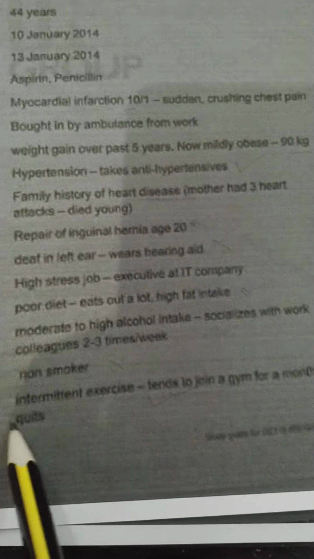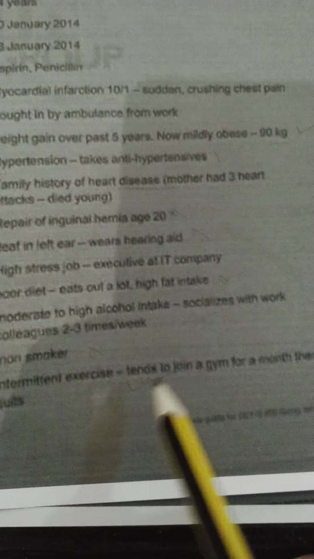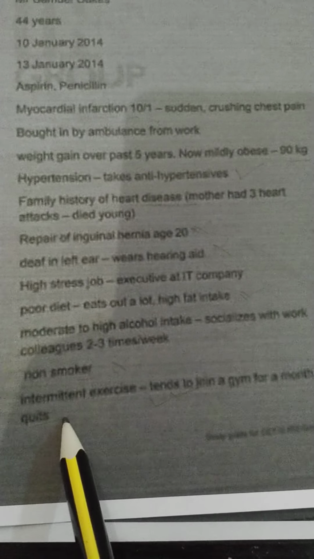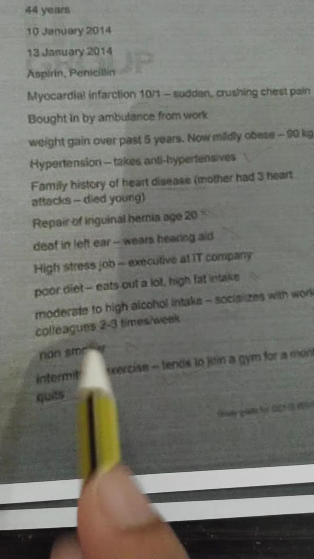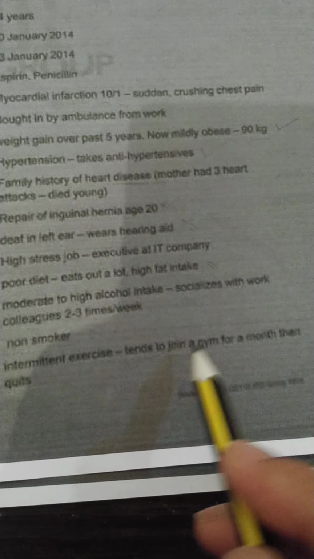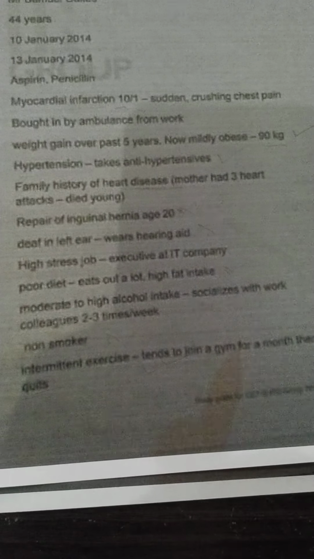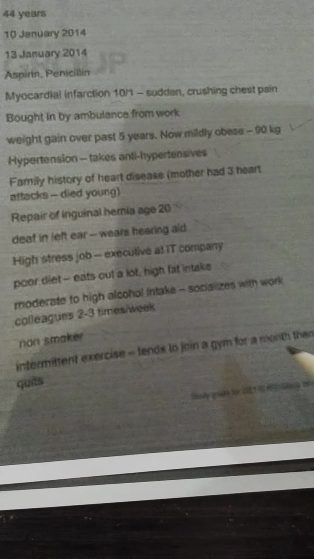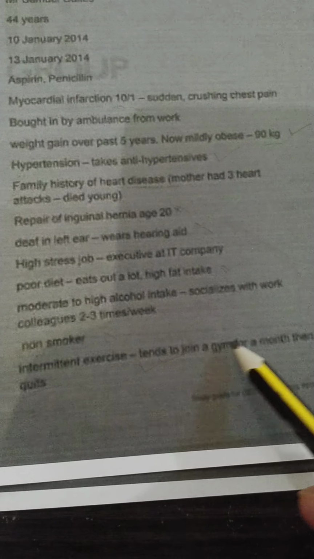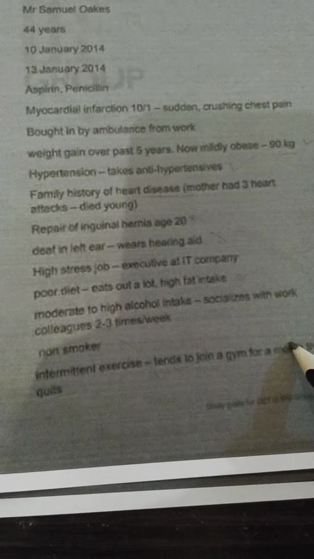He is a non-smoker and he does intermittent exercise. He tends to join a gym for a month, then quits. So that's what you understood from this. He's not compliant with exercise because he's not following it regularly. He's just doing it in between. There is no continuation. That's why he's not compliant with his exercise program.